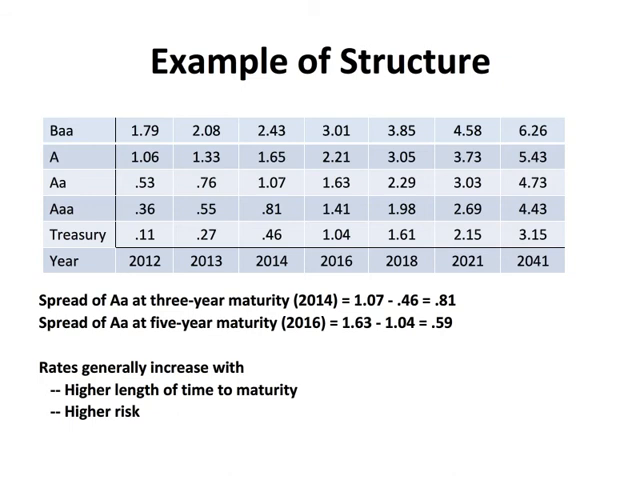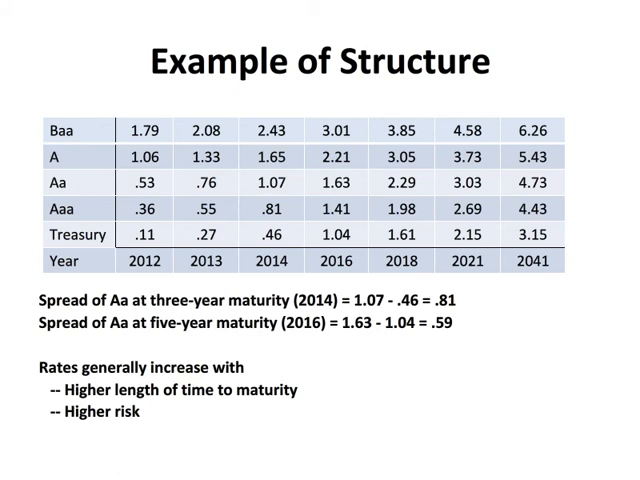Now we can calculate spreads. The spread of AA at 3-year maturity, which would be the 2014, is 1.07 minus 0.46, so our spread there is 0.81. Another example of a spread is the spread of A at 5 years maturity, which would be 2016. We have 1.63 minus 1.04. That gives us a 0.59 spread. So that's how we calculate spreads.